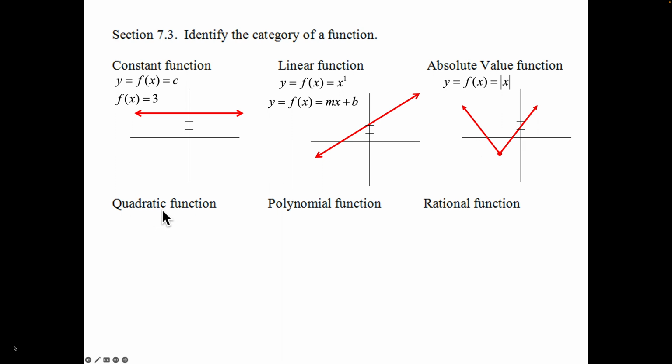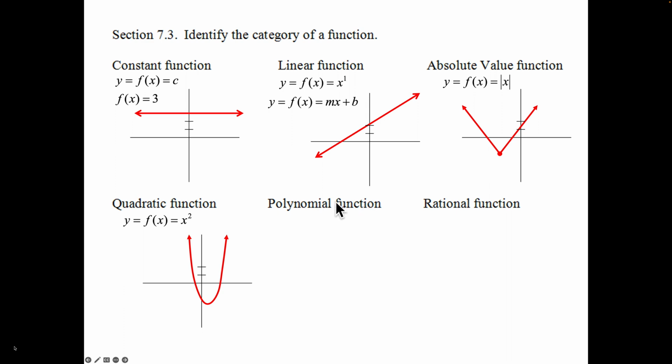A quadratic function, otherwise known as the squaring function, so you might want to put squaring up here, just in case the author of the homework questions used squaring instead of quadratic. If it's just plain old x squared, then the bottom of the U is right here at the origin and it opens up. It can open down if there's a negative multiplied to the front of my x squared, then my U goes down.